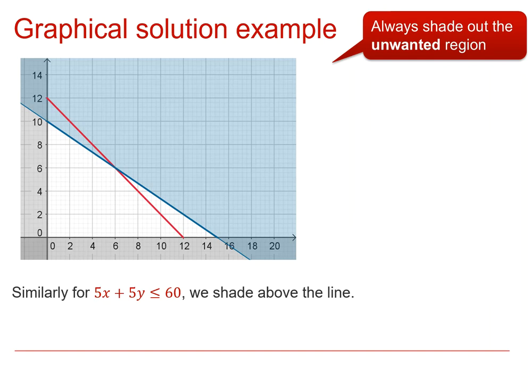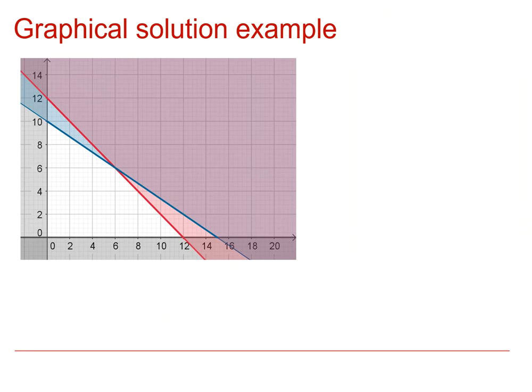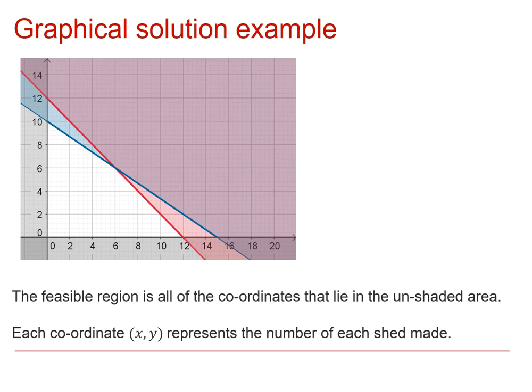Now if we do a similar thing for the other inequality, there we want to keep the region which is below that line, so we'll shade out the stuff above it, and then that leaves us there with our feasible region that we can see there that's still white. Now anything that's going to be a solution to this problem therefore is going to be somewhere in that region.